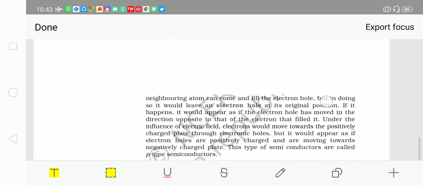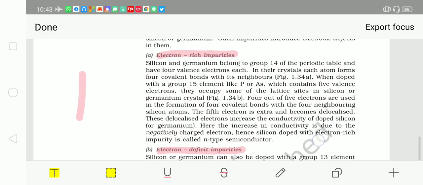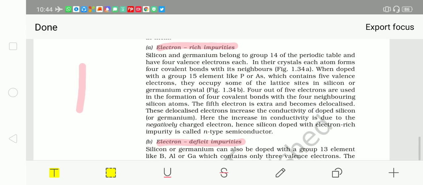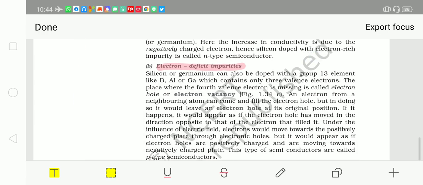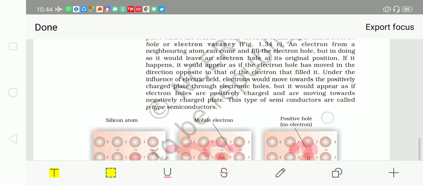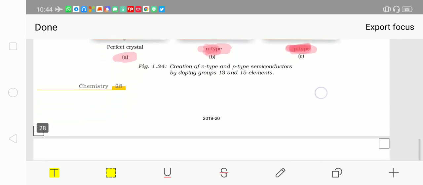Clear? So if you are doping, two kinds of impurities are there: electron rich impurity, which is the 15 group element, and electron deficient impurity, which is the 13 group element. If you are adding electron rich impurity, meaning a 15 group element as impurity, then the electrons are the carrier, that's why they are n type semiconductor. And if you are adding a 13 group element as impurity, then it is deficient, it is lacking one electron, that's why the positive holes are the carrier and they are considered as p type semiconductors.